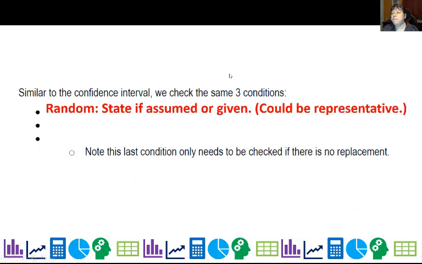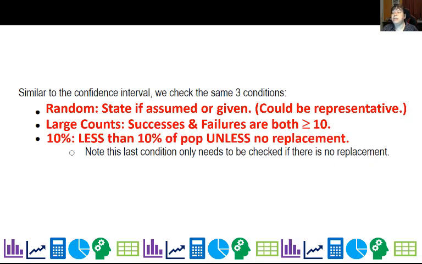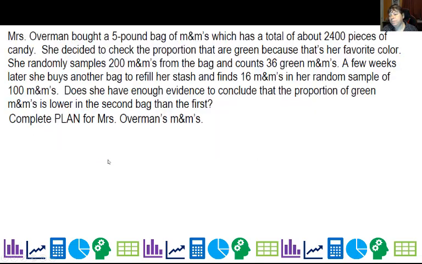So similar to the confidence interval, we check the same 3 conditions. Random: state if it's assumed or given. Representative also counts. Large counts: successes and failures both need to be greater than or equal to 10 for both samples. 10%: the sample is less than 10% of the population, unless there is no replacement, in which case this condition isn't an issue. All right, so we're going to complete the plan.